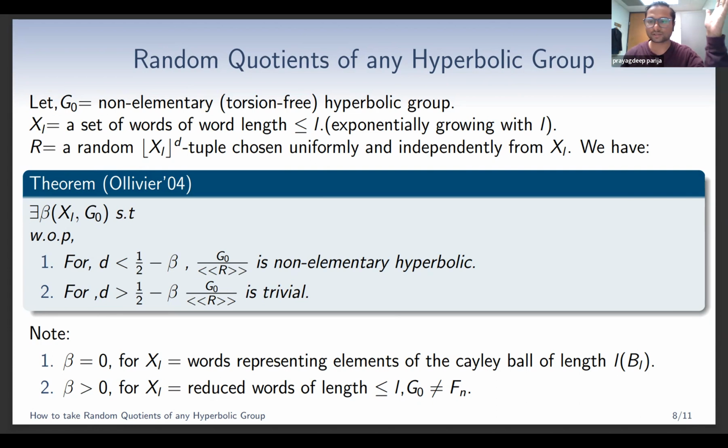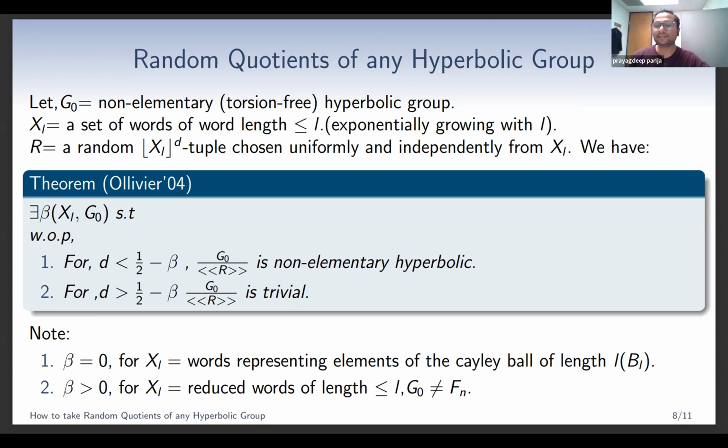For the free groups, the correct words to choose from were reduced words. For any hyperbolic group, the correct words to choose from are these short-lex geodesic words that represent the elements of the Cayley ball. But it looks like what is on the right of XL is the same in 1 and in 2. Am I wrong?